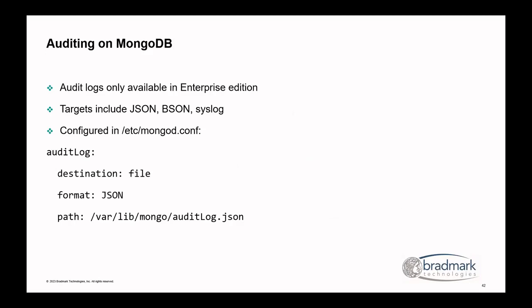Again, audit logs are only available in the enterprise edition, which is a shame. We really wish it was in the community edition as well. Targets include JSON, BSON, syslog, and I think also some other targets like console. Configuring in mongo.conf is pretty easy. You can see here an example configuration for JSON, and the place you send it to has to be a secure place. In order to really audit the administrator commands, this needs to be in a place with separation of duties, so that it's secure away from the administrators as well. That's an important consideration.